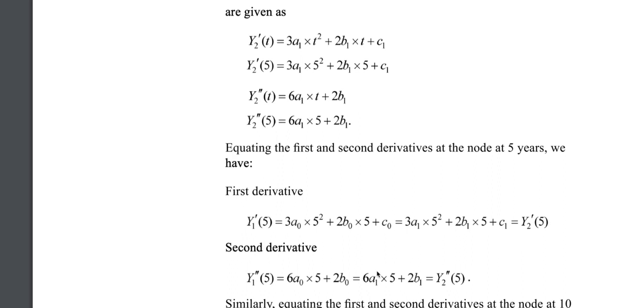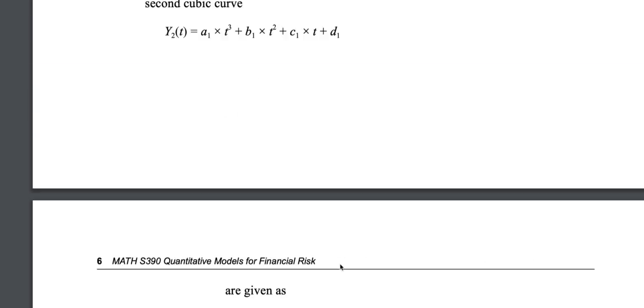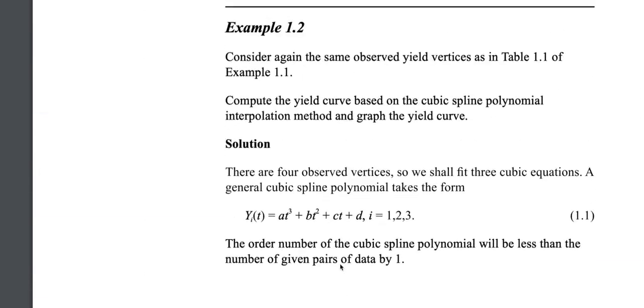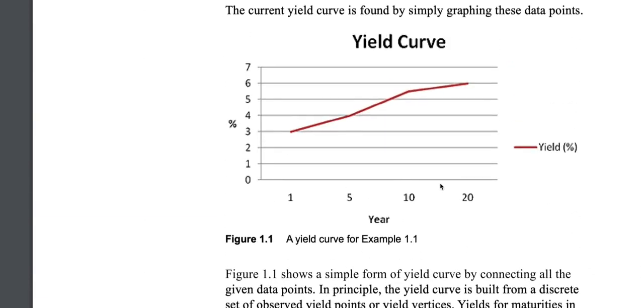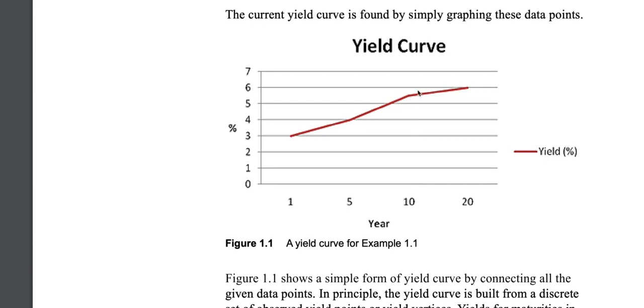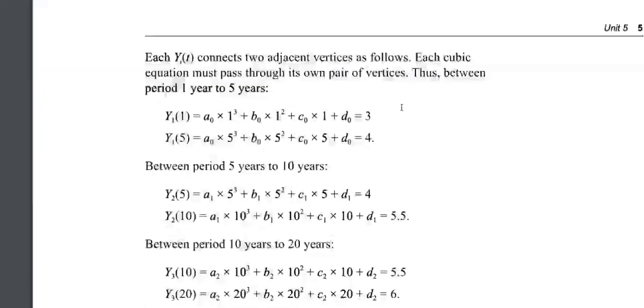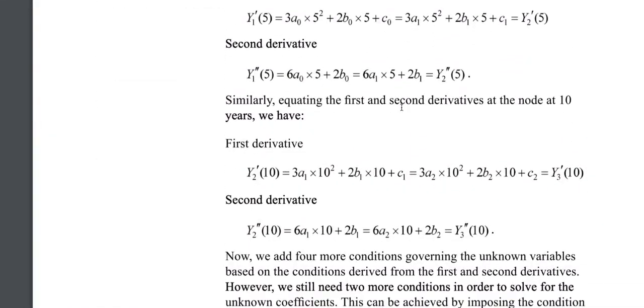Okay, and we use the same concept for the connection for the point when t equals 10 here. And we assume that, again, the first derivative and second derivative will be the same. So that's why we have here the first derivative, second derivative are the same.